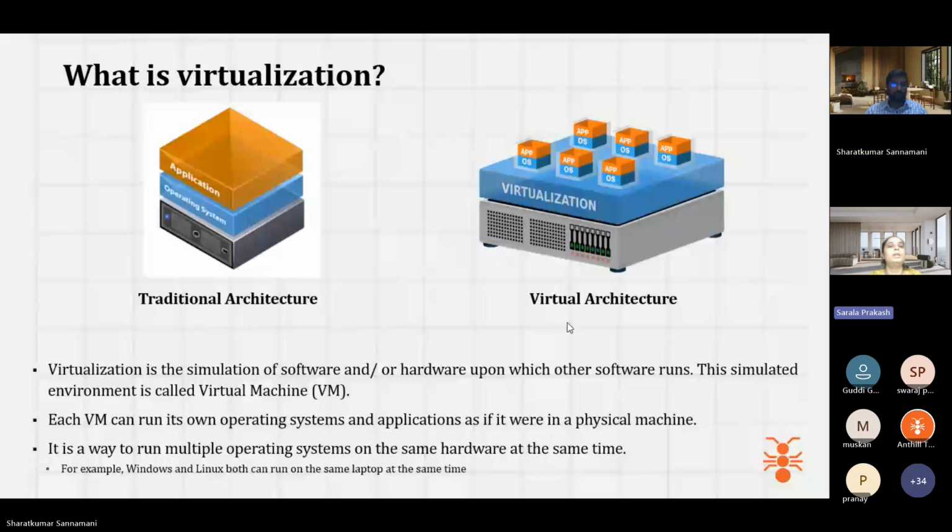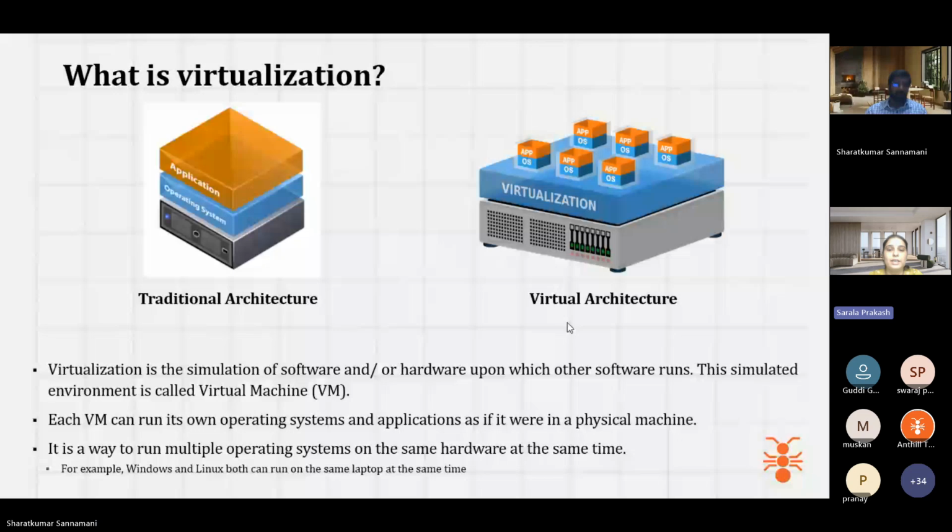Now I want to run some more applications with a different operating system. My question is, is it possible to install a different operating system at the same time? Can you use two different operating systems on the same physical hardware? No. Yeah, so that is the main drawback. That is one of the drawbacks where we'll go for the virtual architecture.